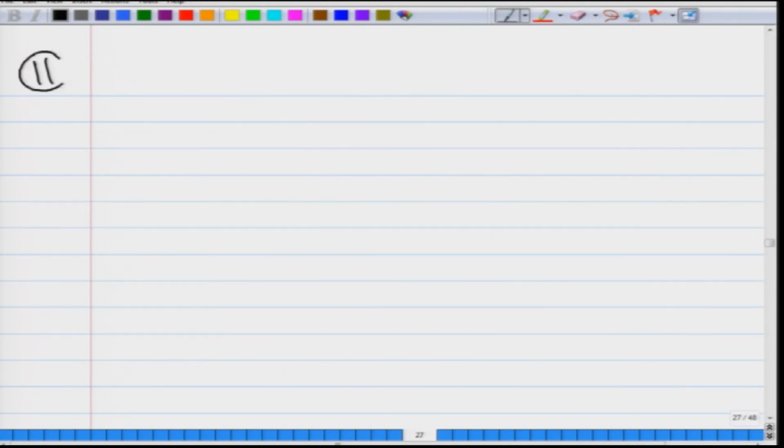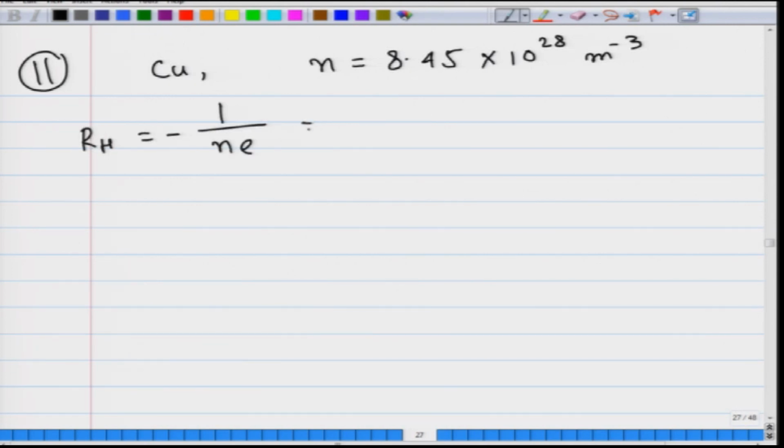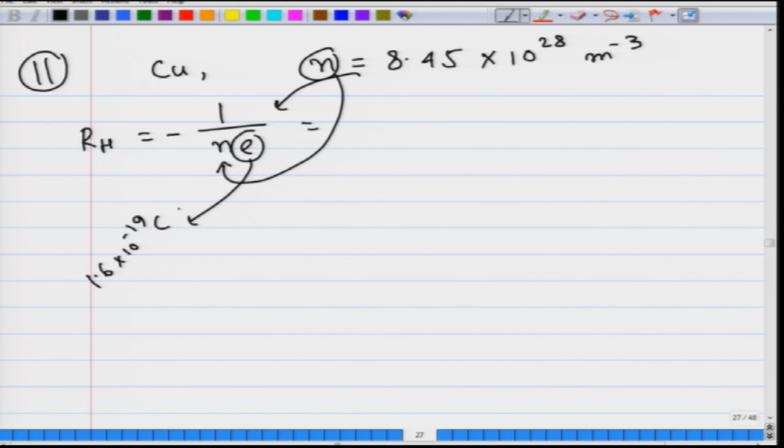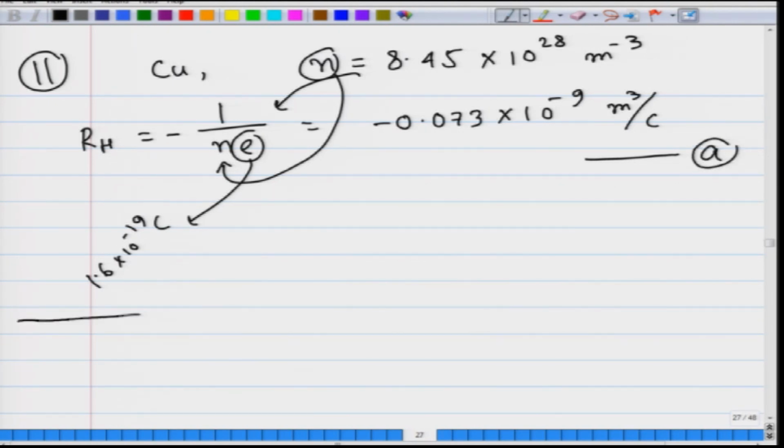Now, moving to the next question 11. The density of copper is given as N equals 8.45 into 10 to the power 28 per meter cube. So what will be the Hall coefficient? Hall coefficient is given by this, N is given here, we know the charge of electron. So by putting all the values, the value of N and the charge of one electron 1.6 into 10 to the power minus 19 coulomb, we will get the value minus 0.73 into 10 to the power minus 9 meter cube per coulomb. This is option A. Just put the values and calculate, it is just trivial.